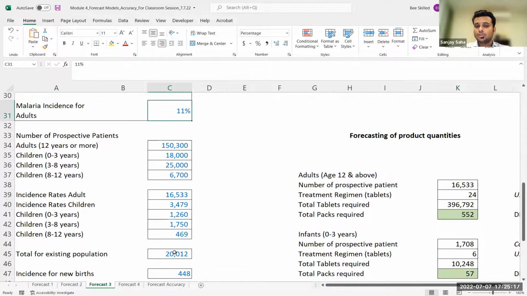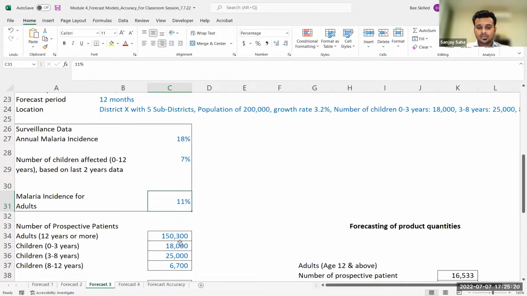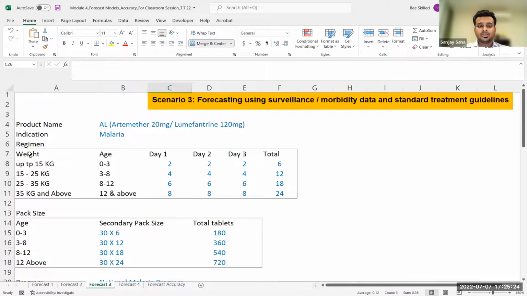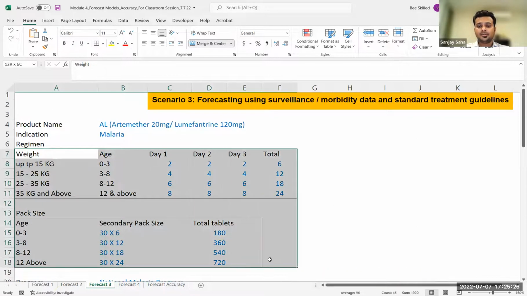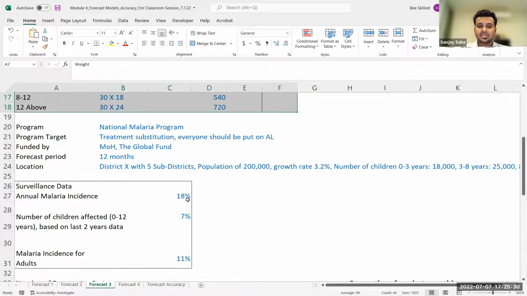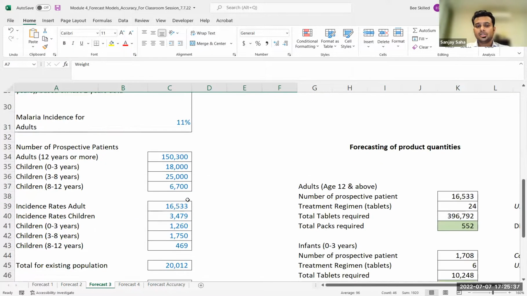So what we are going to do is use this surveillance data and this data on treatment regimen. We only have these two sets of data, treatment regimen and surveillance. These are the two main sets of data we have. We don't have any consumption data. We don't have any services data. So how are we going to do it?